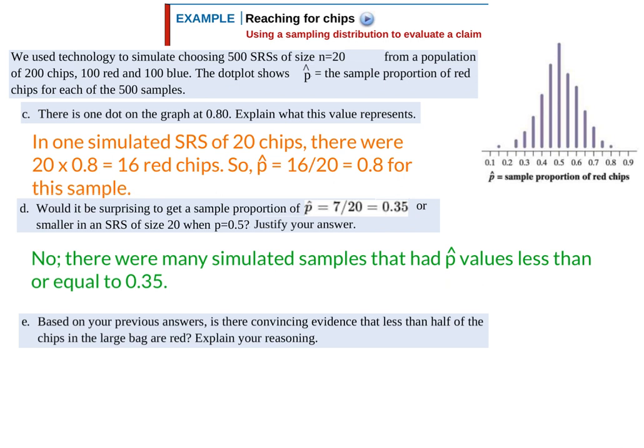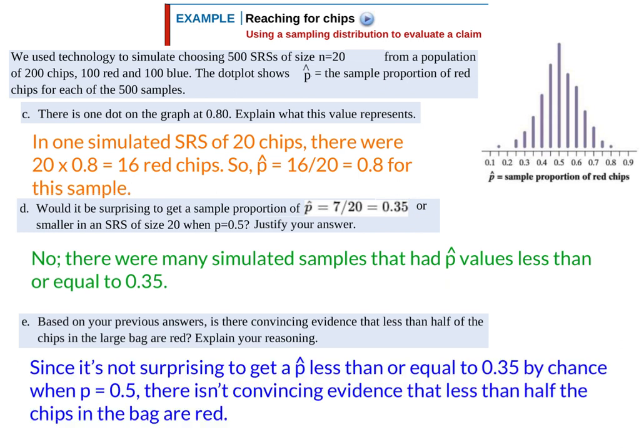And then last is, based on all of our previous answers, is there convincing evidence that less than half of the chips in the bag are red? One way to answer that is that from our last response, it's not surprising to get a p hat, or sample proportion of red chips, that is equal to or less than 0.35. There's not really convincing evidence that less than half of the chips in the bag are red.